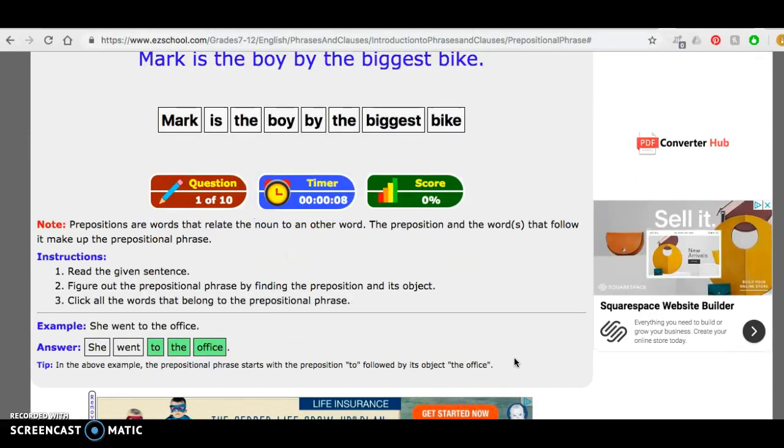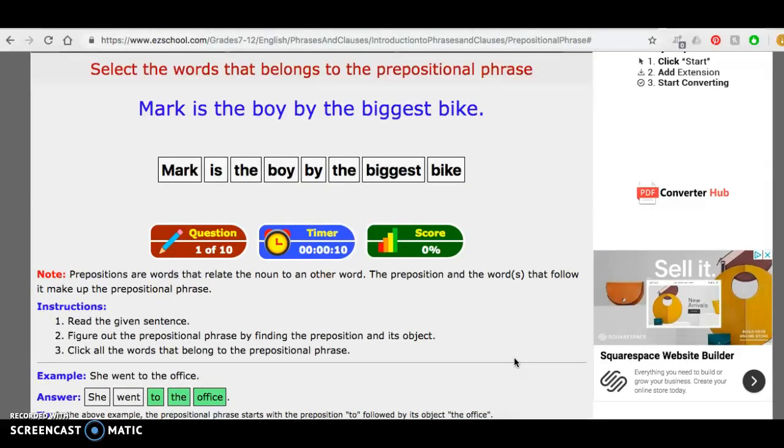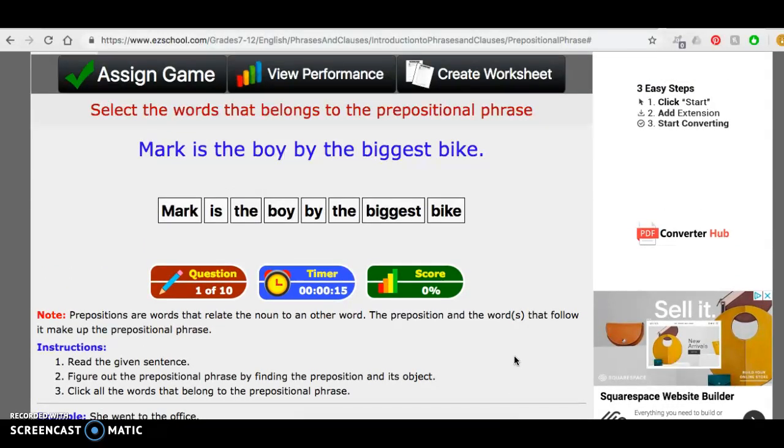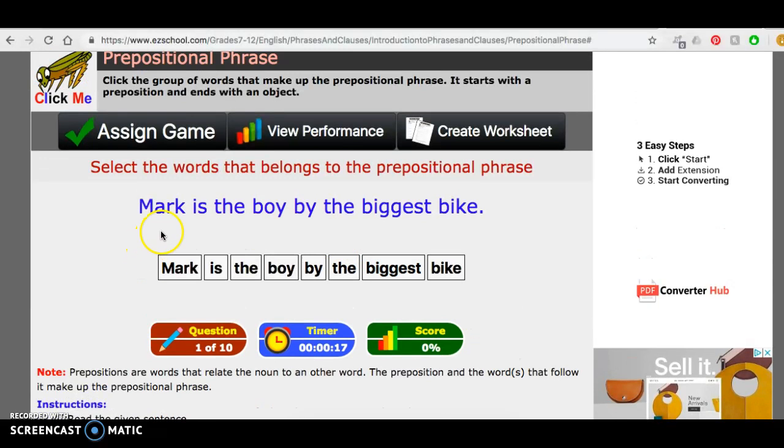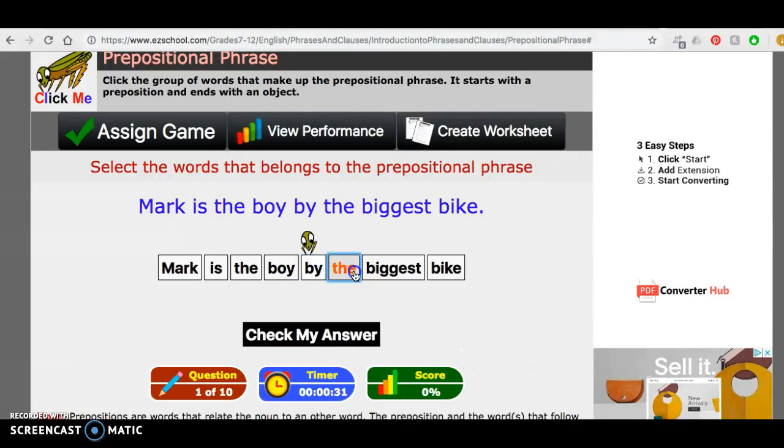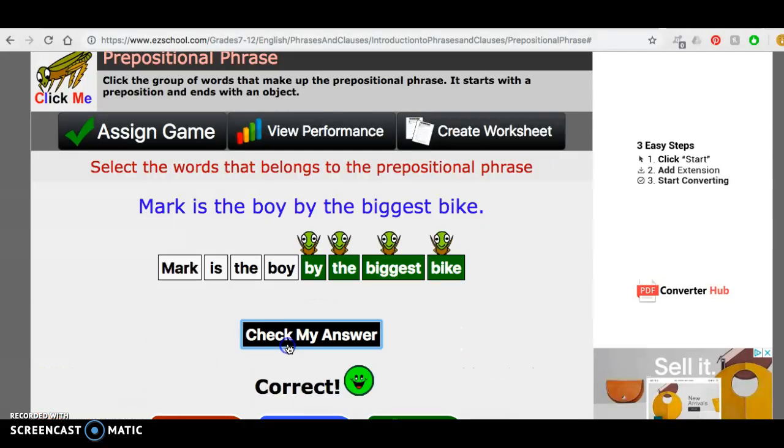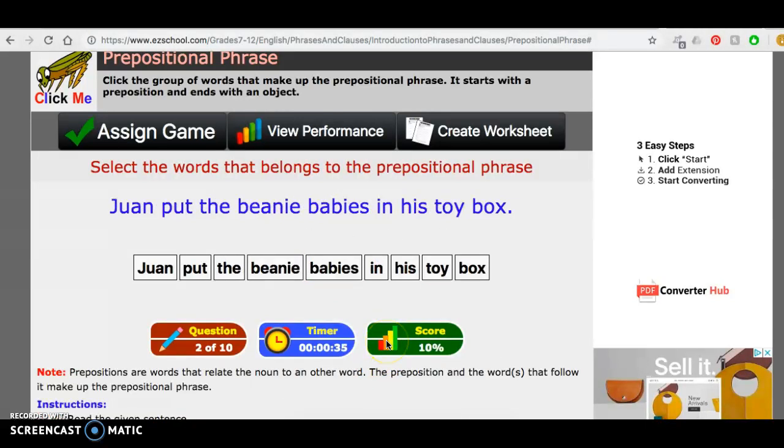And by understanding what a preposition is, you can make prepositional phrases in writing. So I thought that would be pretty beneficial for students. So you have "Mark is the boy by the biggest bike," and he even tells you here prepositions are words that relate the noun to the other word. So you have your noun, which is boy, and he is by the biggest bike. And by understanding prepositions, it's something important that students need to know.